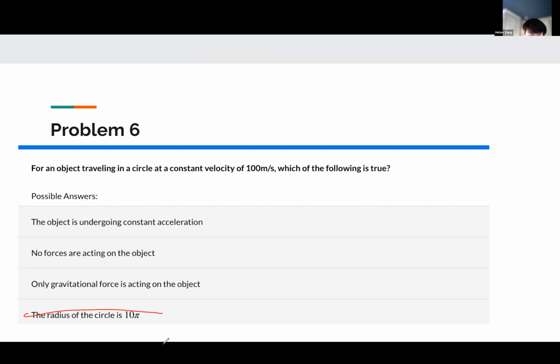The only gravitational force is acting on the object, that's also wrong because the centrifugal force is also acting on it. And no forces are acting on the object, that's also wrong. So it'd be the remaining option. And that's also because the acceleration is always constant in a circular motion that has a constant velocity. Yeah, you can read the answer here.